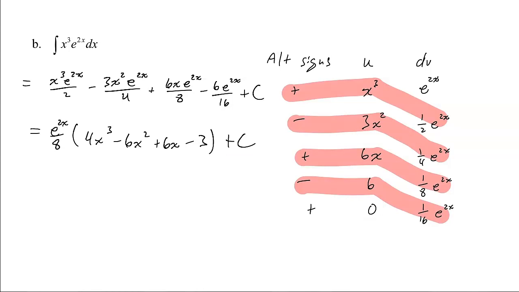So the nice thing about this is this creates a polynomial that we could mess with if we needed to, if we need to set this equal to 0. And also the e to the 2x is on the outside. So there's lots of reasons that it is nice to be able to do this.